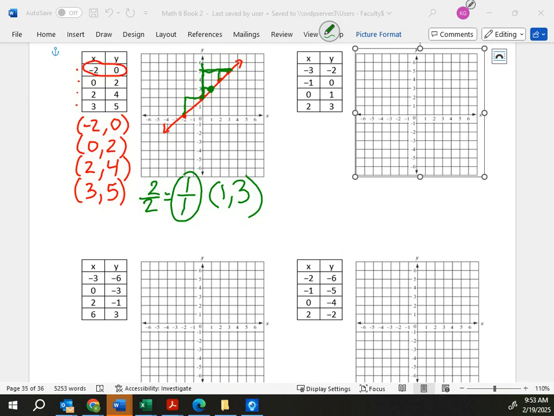Let's do another one to make sure we know what we're doing. Our first step is writing out our ordered pairs. So look at this function table and write all 4 ordered pairs. So underneath that function table, write your ordered pairs.